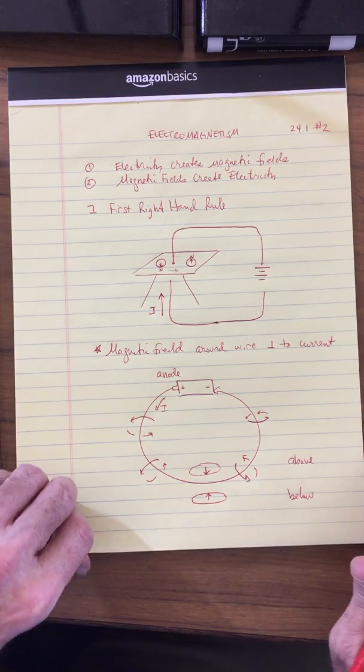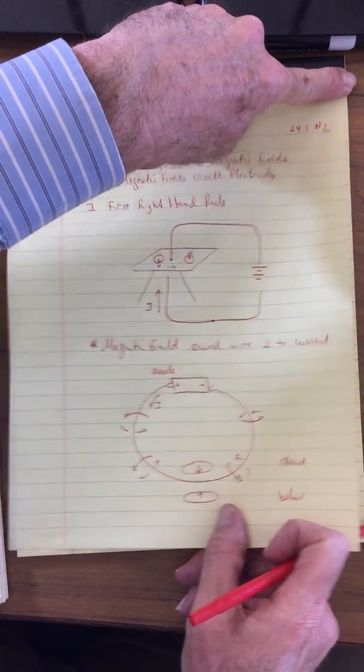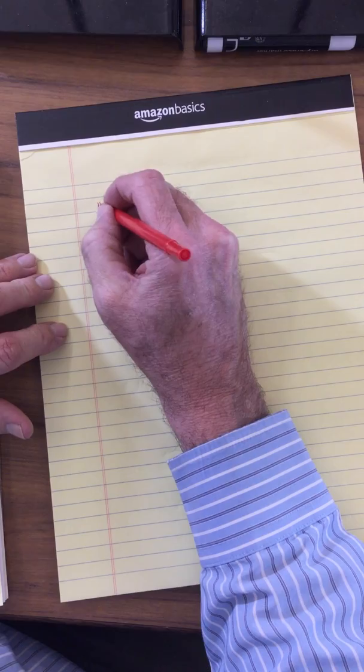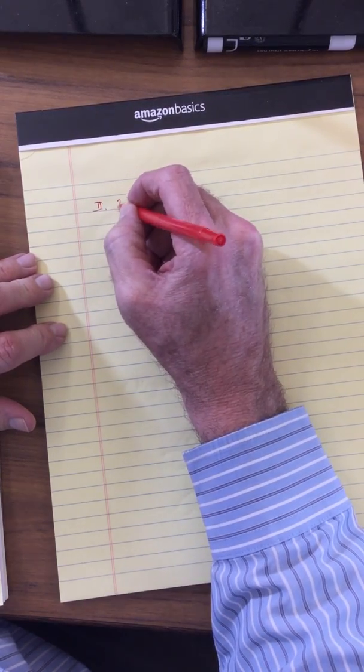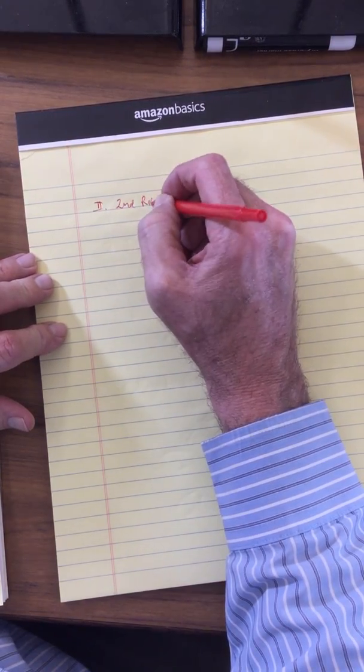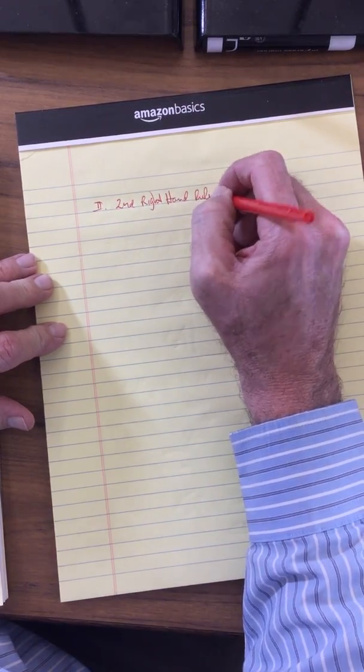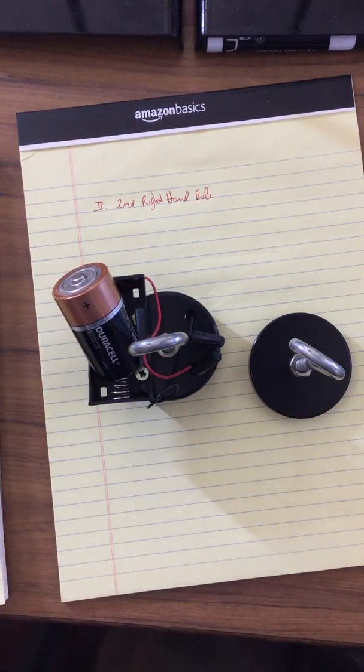So what we're going to do now is take a look at the second right-hand rule. It's going to go on the back side of this. I'm just going to new page. So here's the second right-hand rule. And the second right-hand rule is looking at electromagnets. So I have a demonstration here to share with you.